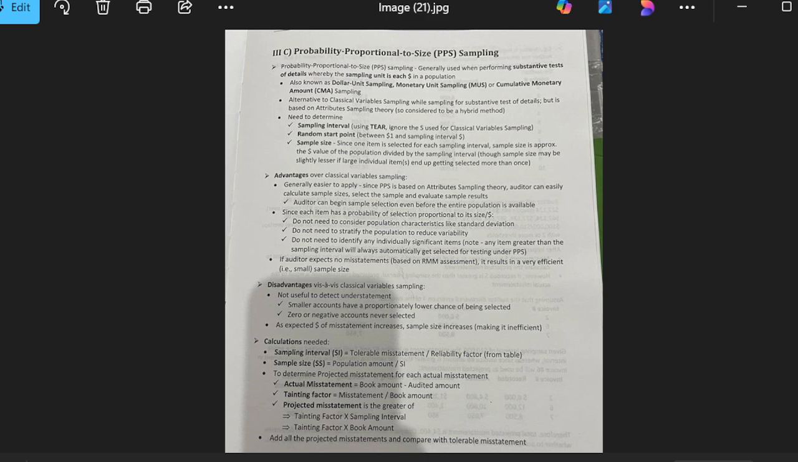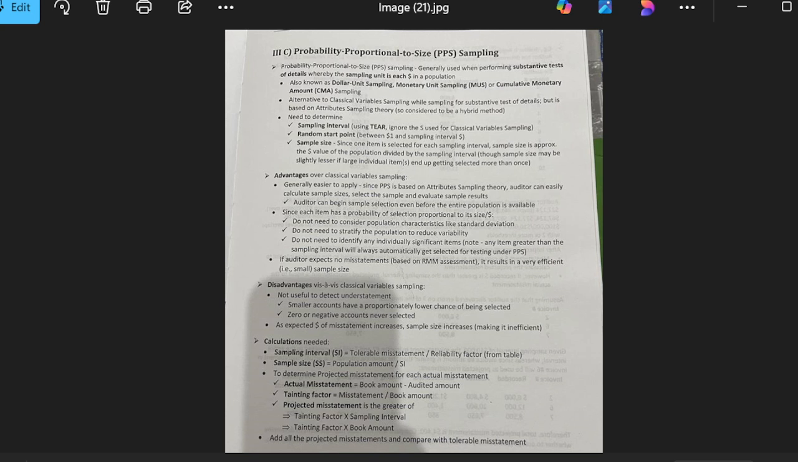Also, the auditor can begin the sample selection even before the entire population is available. Since each item has a probability of selection proportional to its size, the auditor does not need to consider population characteristics like the standard deviation, does not need to stratify the population to reduce variability, and does not need to identify any individually significant items. Also, if the auditor expects no misstatement, based on the RMM assessment, then the result may be very efficient in the sample size.